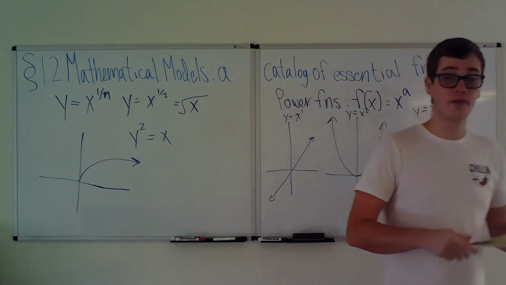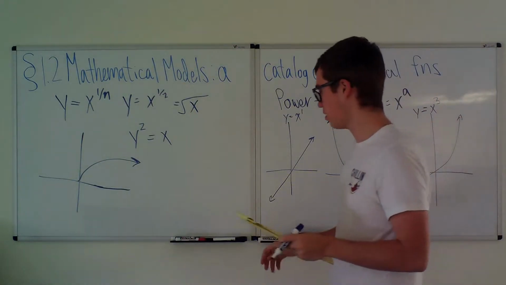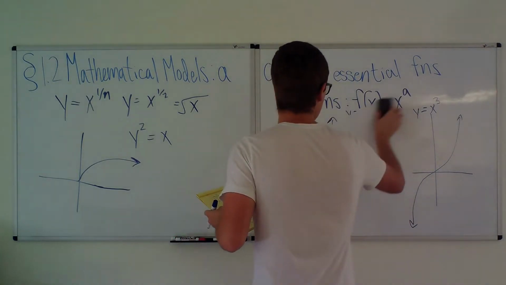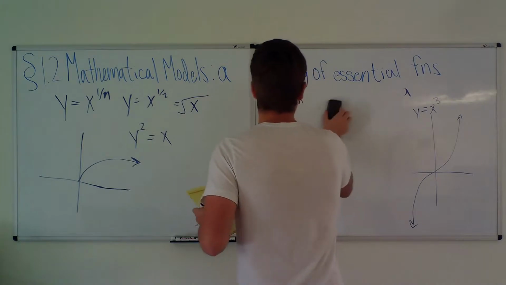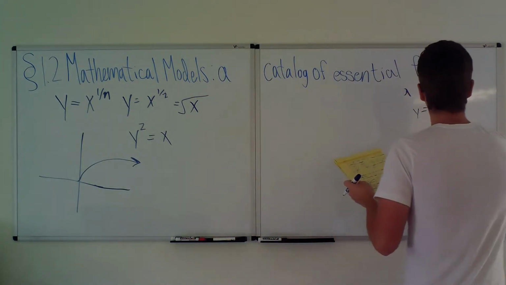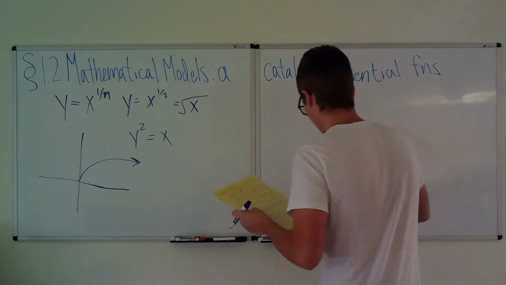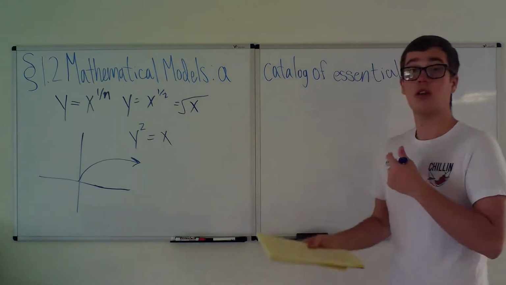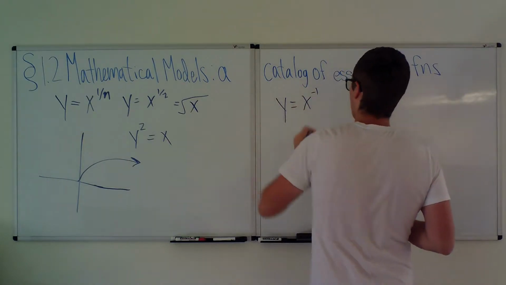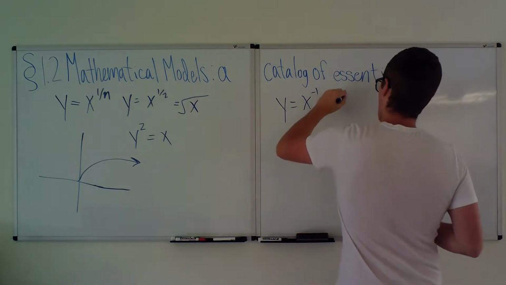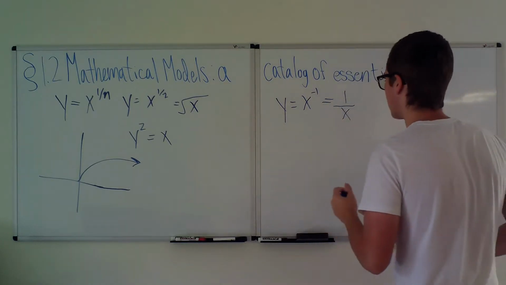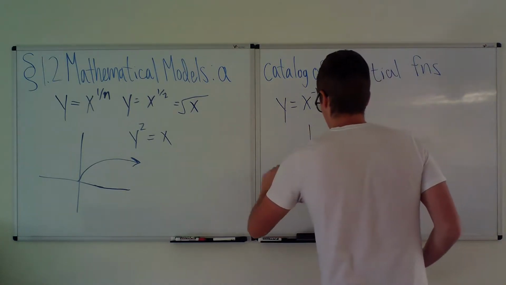And so now the final type of power function we're going to look at is where a is -1. This is called a reciprocal function. So y equals x to the -1, which is also equal to 1 over x. So what does this look like in a graph? It looks like this.